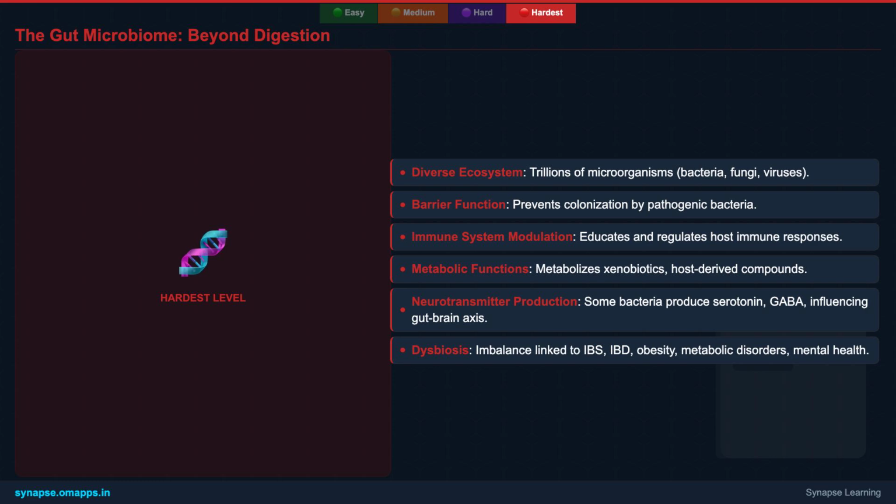They also play a significant role in modulating our immune system, educating it to distinguish between friend and foe. Furthermore, they contribute to metabolic processes, influencing nutrient absorption and even producing neurotransmitters that affect the gut-brain axis. Any imbalance, known as dysbiosis, can have far-reaching implications, contributing to conditions like IBS, IBD, and even affecting mood and cognition. Understanding this complex interplay is paramount in modern biology.